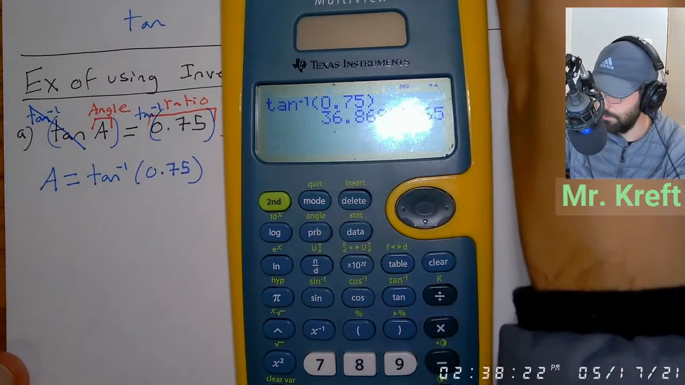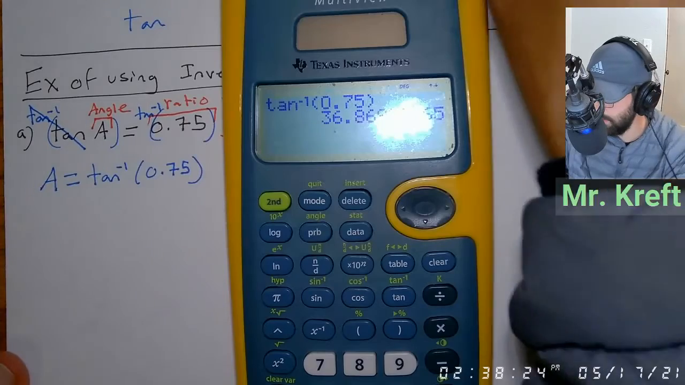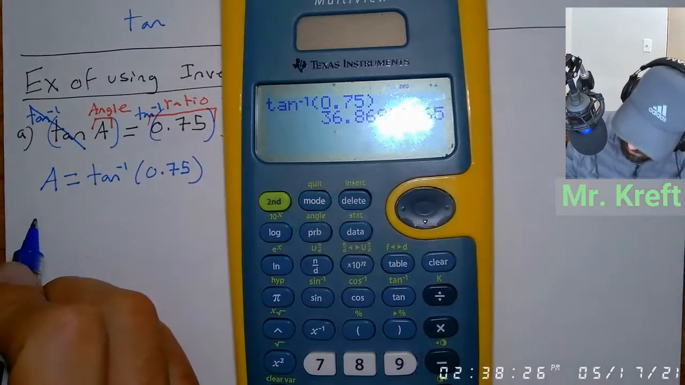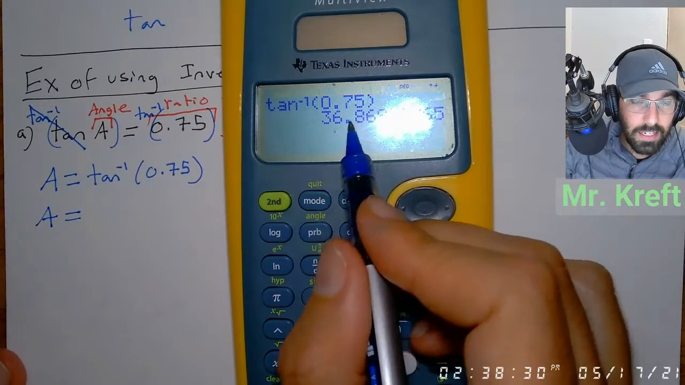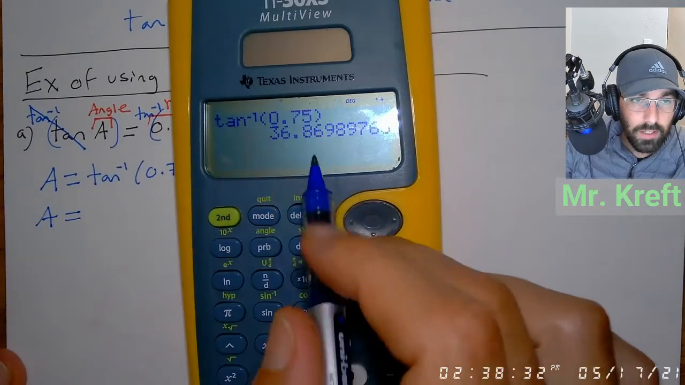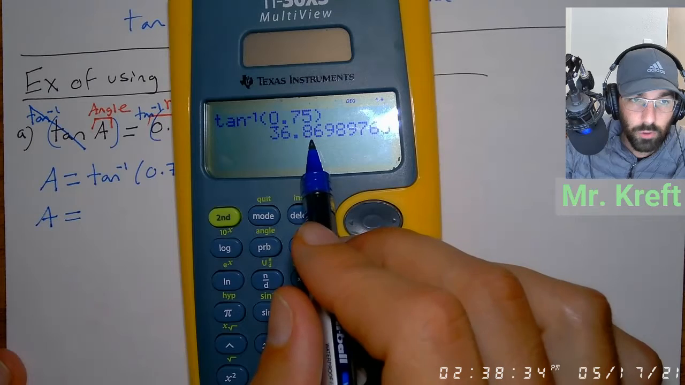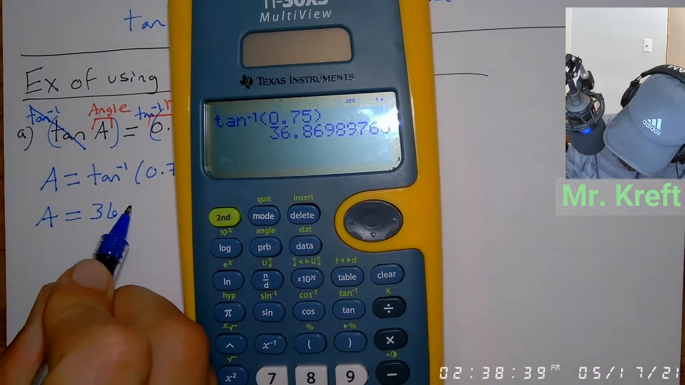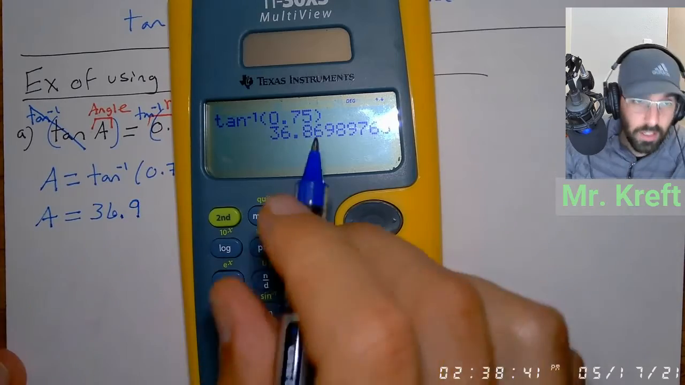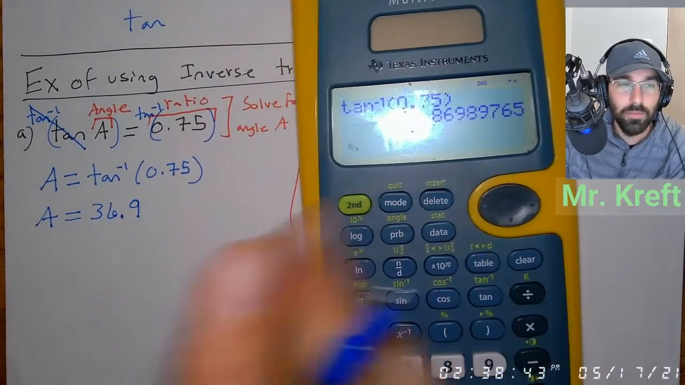And I hit enter. If I'm rounding to the nearest tenth, I get that A equals... the nearest tenth is 8. I look to the right and I see that it's 5 or higher, so I'm going to round this up. Now I have 36.9. Okay, and I'm going to stop here.